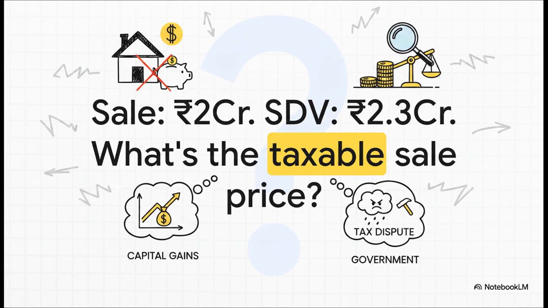Imagine you sell a property, the deal is done for 2 crores. But when you go to register, the official stamp duty valuation is 2.3 crores. Suddenly, from the tax department's point of view, there's a 30 lakh rupee question mark. So which number do they use to tax you? That is the exact conflict that Section 78 is built to address.